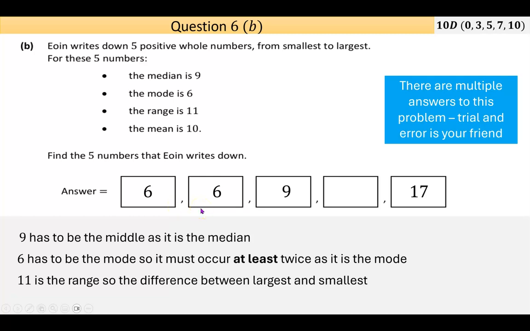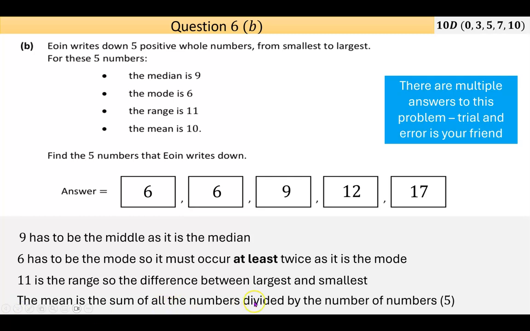Now what I'm missing here is the mean, and the mean is when you add all the numbers together and divide by how many numbers there are. If you add 17 and 9 and 6 and 6 and something and divide it by 5, you could just test this on the calculator, just throw in different numbers. You know it has to be bigger than 9 and less than 17. So try 10, 11, 12. Just backspace on the calculator and replace that number. You'll eventually get to a point where the answer is 10. And that for me was 12. And that's it. Tricky enough question.